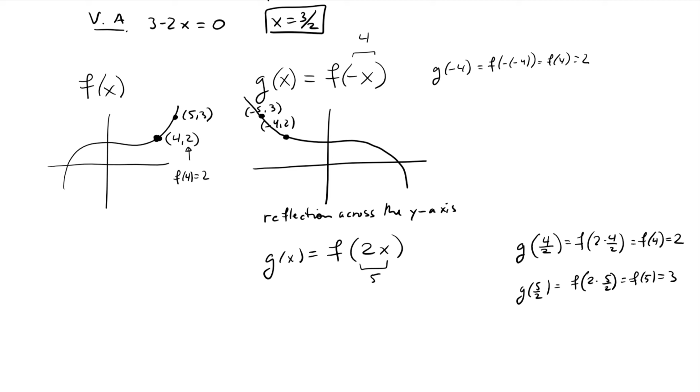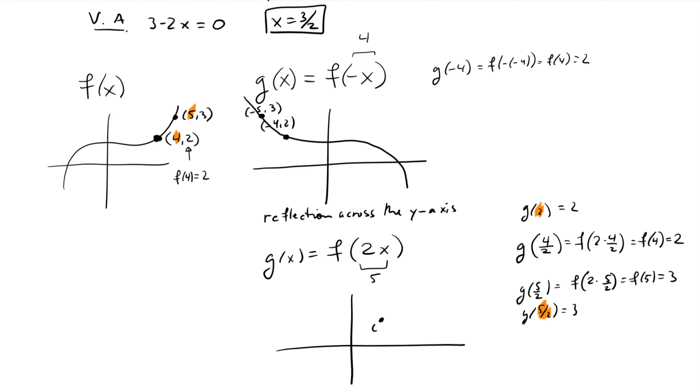So in other words, let's try to look at our points now. The point (4, 2) ends up at (2, 2), because we have g of 2, which is 2. And now we've got g of 5 half, which is 3. So look at how the x value is half of what it used to be for f. For f it was 5 and 4. Now it's 5 half and 2. So the graph will just be compressed by a factor of 2.